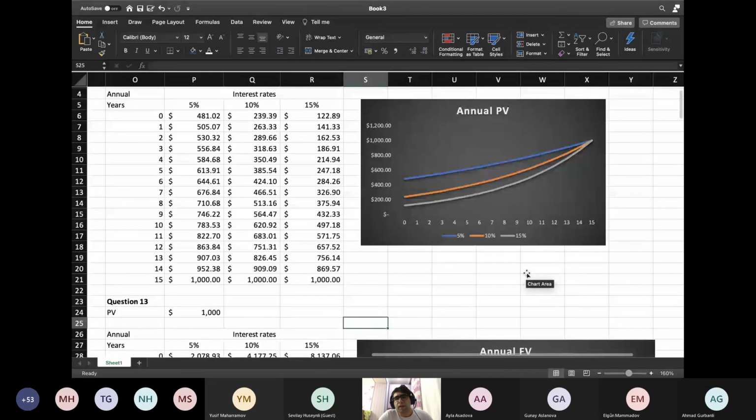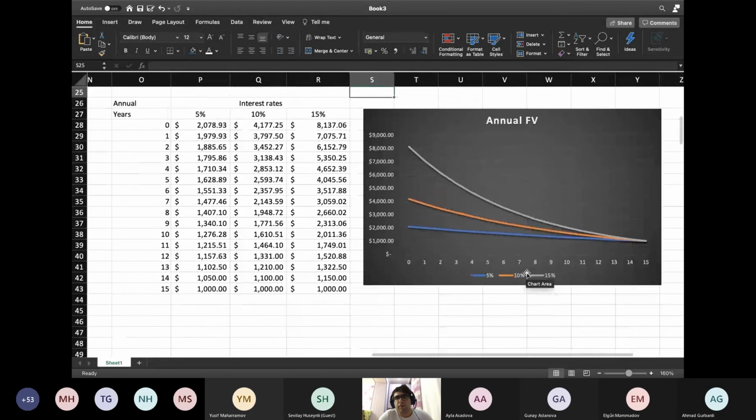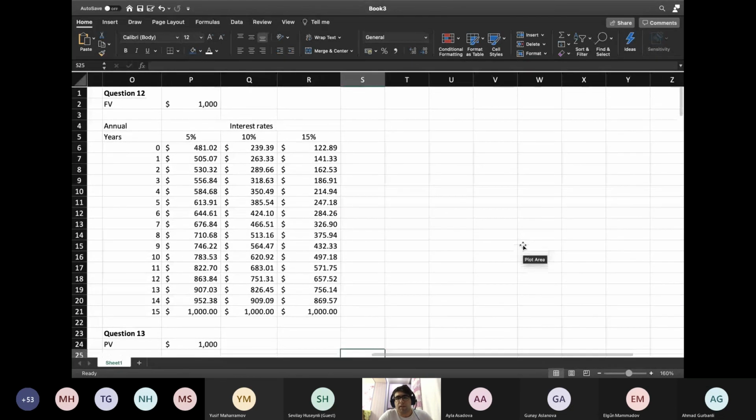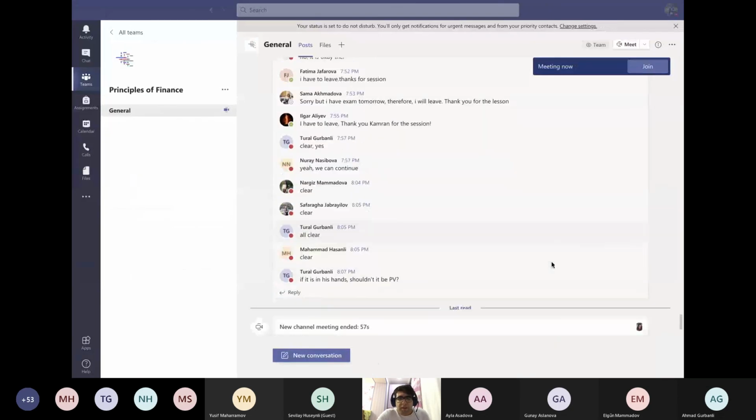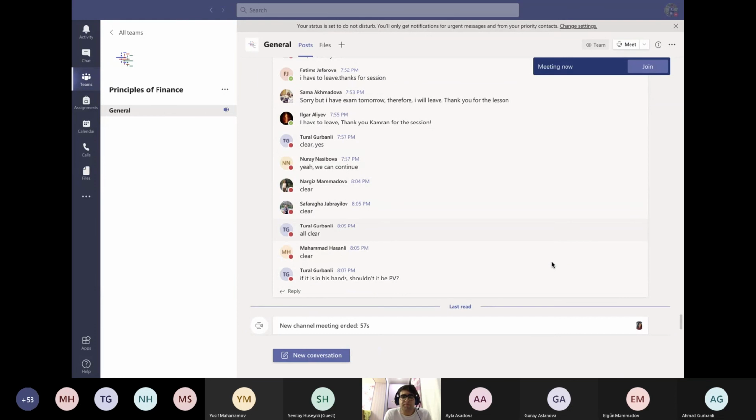Yeah, we illustrated the effects on present value and future value. This is how it works. So we have finished. Any question?